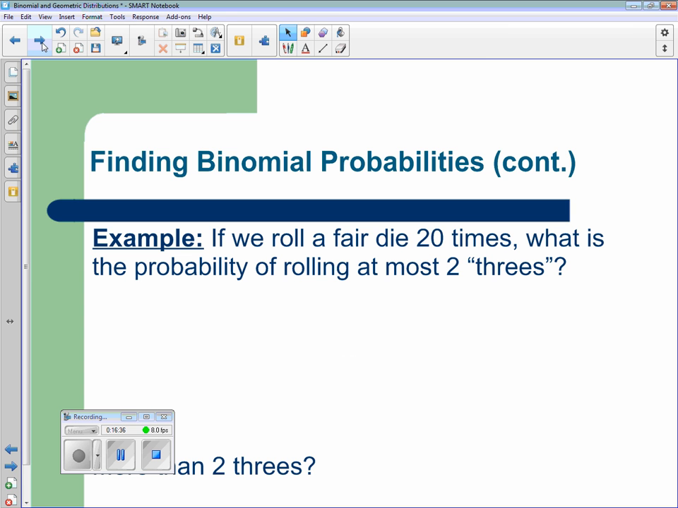For example, this situation. If I roll a fair die 20 times, what's the probability of rolling at most 2 3s? So we have to be careful here because it's the same situation because it's already binomial. We've already checked the conditions.